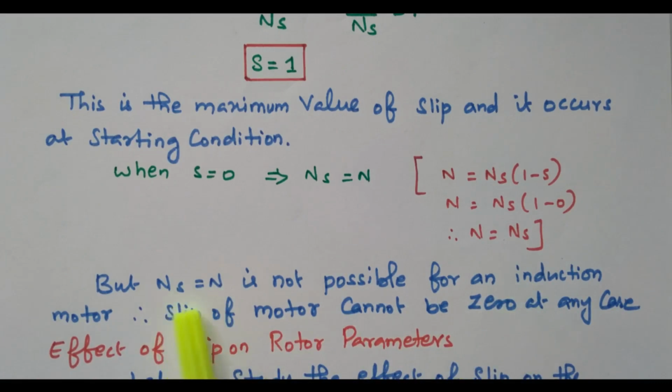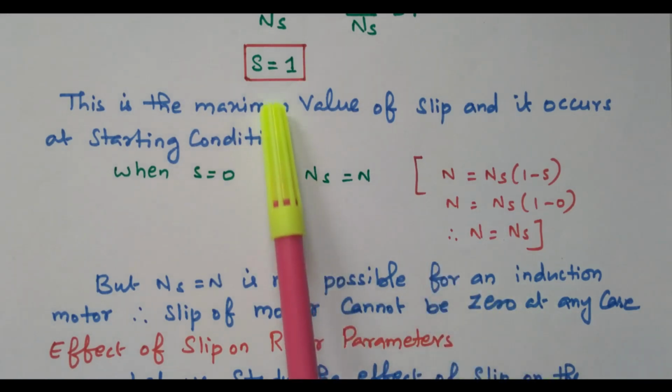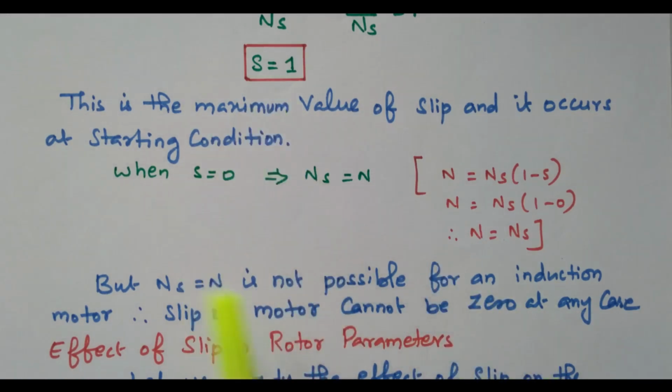If synchronous speed and rotor speed are equal, then the rotor will be locked. The rotor will not rotate, right? So the slip cannot be 0. In any case, the slip is not 0, so it is greater than 0, and the maximum is s equal to 1. The minimum value is greater than 0, and the maximum value is 1.